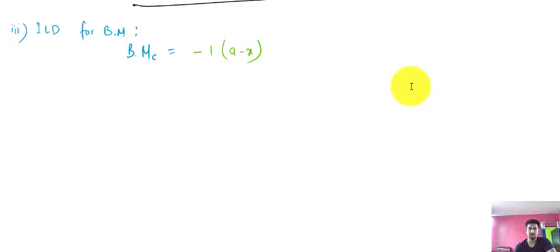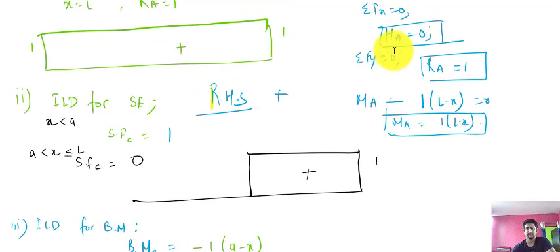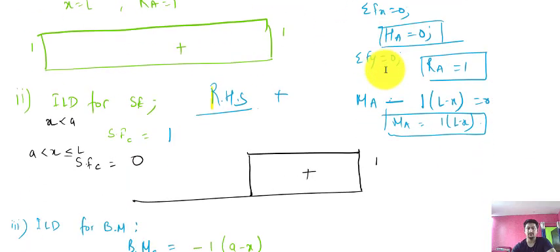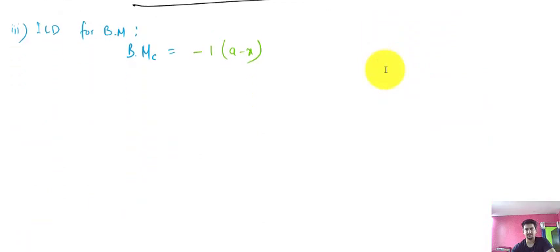Okay, so this is the bending moment, as the remaining distance from here to here, the distance I am talking about, will be A minus x. So this is the moment that will be at point C. So the bending moment at C is minus 1 into (A minus x). This equation is valid for when x is less than A. Okay, this is the equation of bending moment at C.